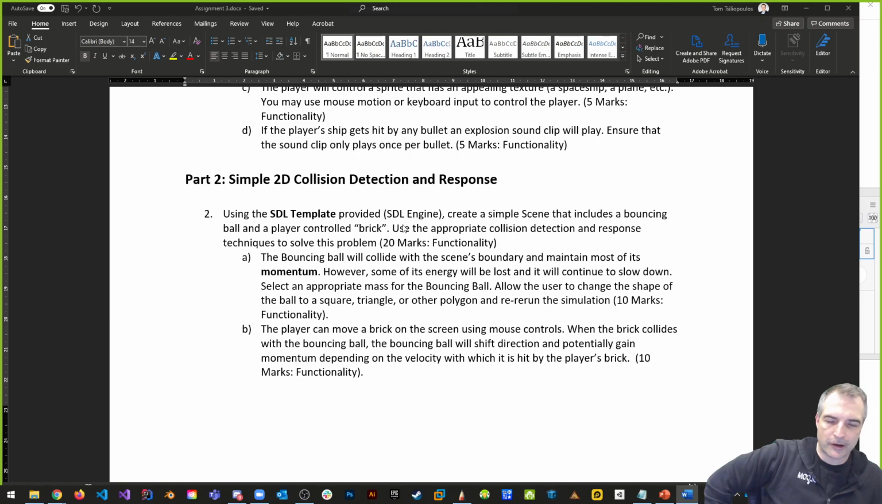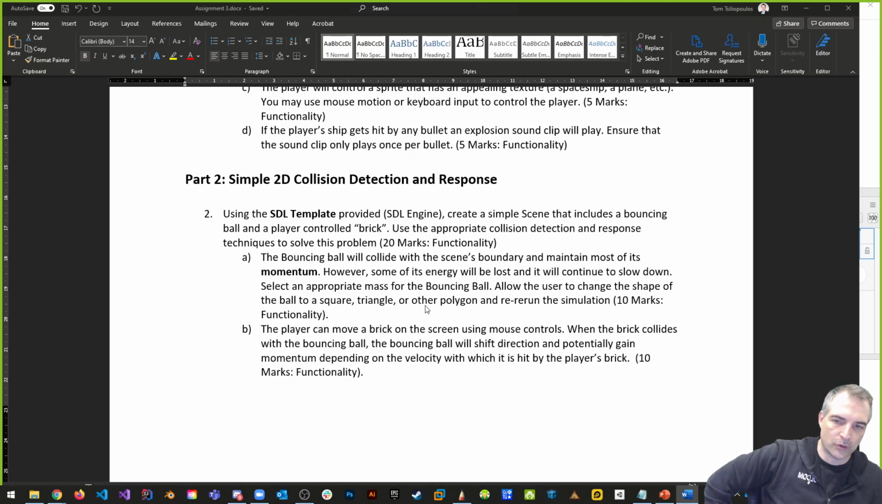It's not brick breaker necessarily or Pong. What you're going to be doing is you're going to use the appropriate collision detection and response techniques to solve this problem. The bouncing ball will collide with the scene's boundary and maintain most of its momentum. So it needs to have velocity and mass in order for you to have momentum. We're going to talk about that today a little bit. However, some of its energy will be lost and it will continue to slow down. Select an appropriate mass for the bouncing ball and allow the user to change the shape of the ball to a square, triangle, or other polygon and rerun the simulation.